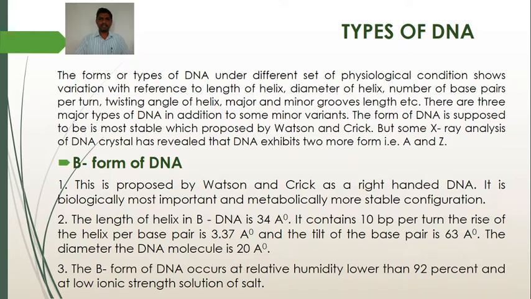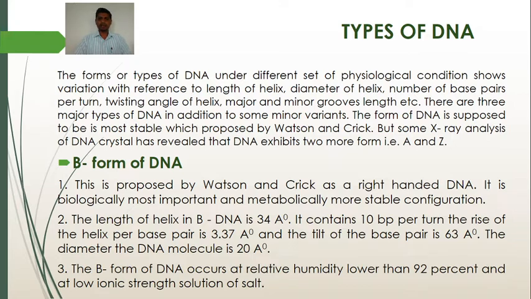The B form of the DNA is supposed to be the most stable, which was proposed by Watson and Crick. But X-ray analysis of DNA crystals has revealed that DNA exhibits two more forms, that is A and Z. So the form that we explained here is the B form of the DNA as proposed by Watson and Crick.